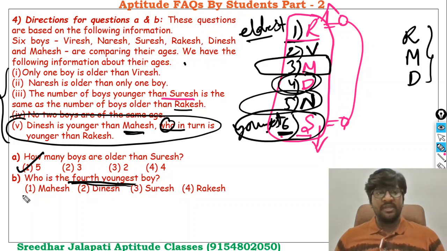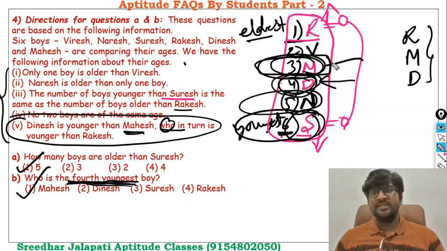4th youngest is Mahesh. Because as I have given the ranks from eldest to youngest, here 4th is 4th eldest in my notation, but you are asked to find 4th youngest. As you are asked to find 4th youngest, you should come from the bottom. First youngest, second, third, 4th. So 4th youngest is Mahesh.